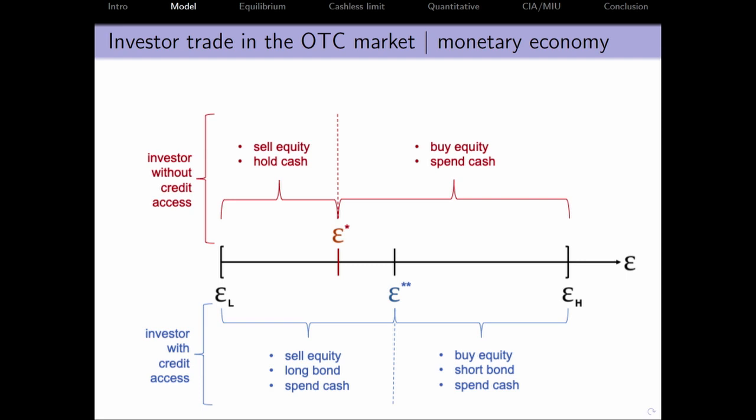If you happen to have an epsilon below that, you sell all your equity, and what you do with the proceeds is, you spend any proceeds from selling the equity and any cash you walked in with to long the bond, because you earn interest on the bond. Okay? So those are the trading decisions, all right?